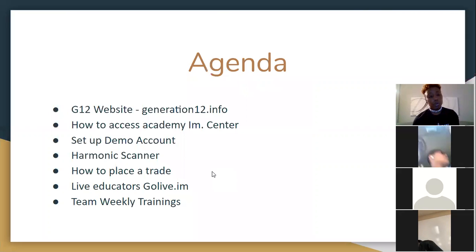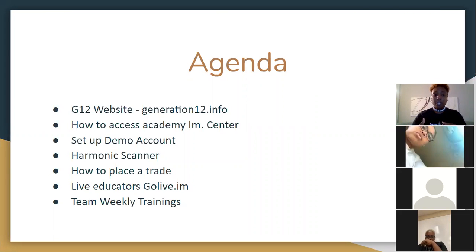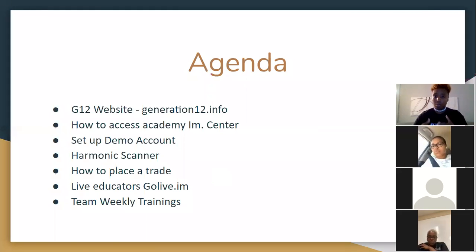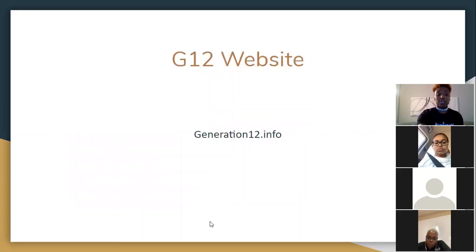First thing I'm going to go over is the Generation 12 website. How to get to that is generation12.info. Then we're also going to go over how to access the Academy, and how to set up your demo account if you haven't already. We'll go over the scanner, which is the copy and paste that we were telling you about before you joined, as well as how to place a trade. I'll show you how to get to the live educators so you can learn directly from the best of the best on how to trade. Lastly, we'll go over the team weekly trainings, so you'll know exactly what's going on every day of the week and stay in the loop. So the first thing we're going over is the Generation 12 website.